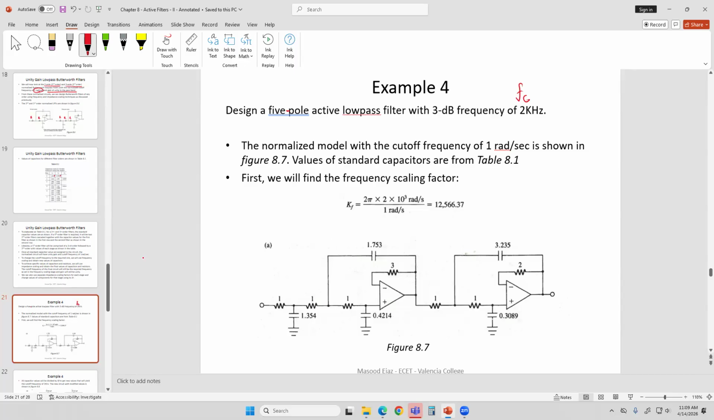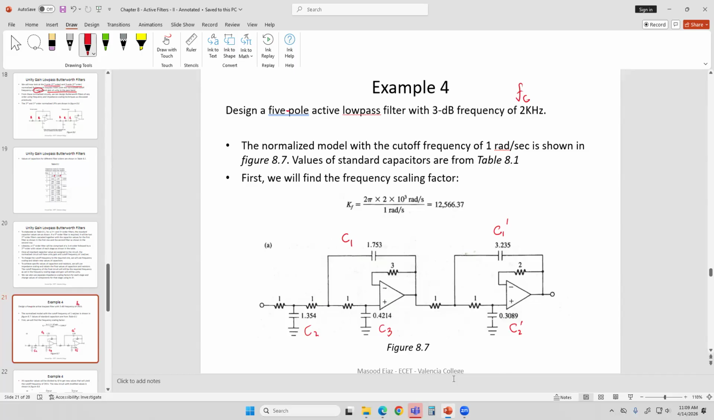All right, the normalized model with the cutoff frequency of 1 radian per second is shown. Since it's a 5th order filter, we're going to put the 3rd order first, as you can see, followed by the 2nd order. These are 2 normalized filters, and these are the values. So this is your C1 for the first, C2 for the first, and C3 for the first. And then we can call this C1 prime for the second and C2 prime for the second, or you can call them C4 and C5, whatever you call them.